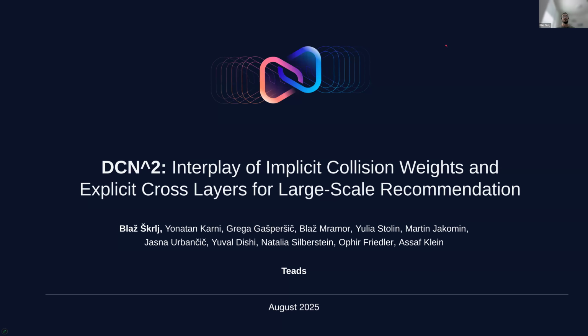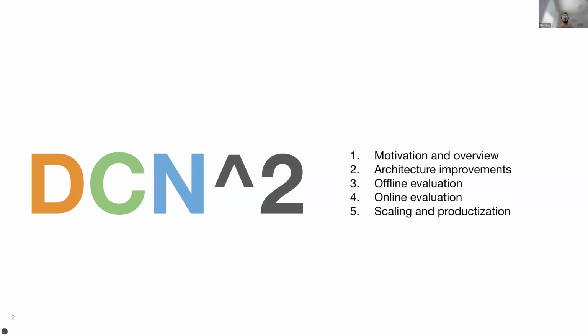Hello everyone, I present you DCN squared, interplay of implicit collision weights and explicit cross layers for large-scale recommendation. First of all, the agenda. We'll discuss motivation, architecture, offline and online evaluation, as well as scaling and productization.